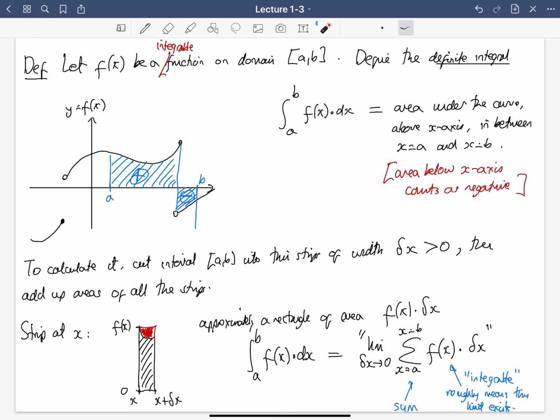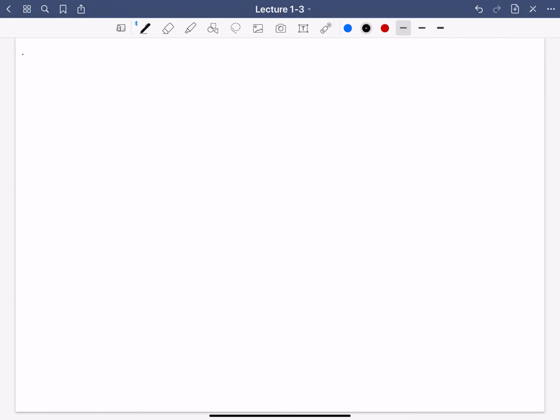So that's the definite integral. It looks nothing like the derivative. It's an honest definition based on the idea of area. So now we can talk about the fundamental theorem of calculus.